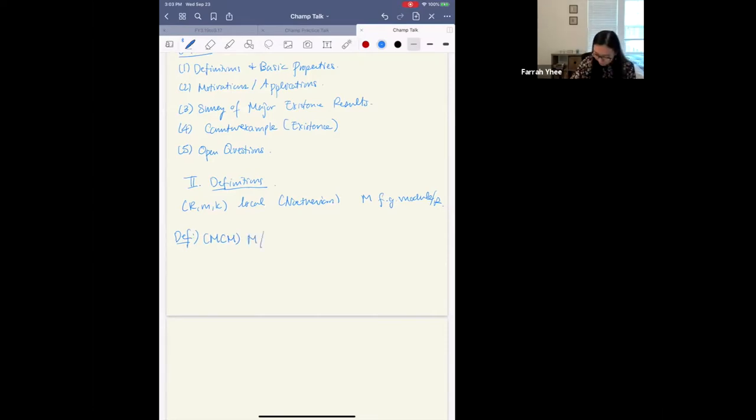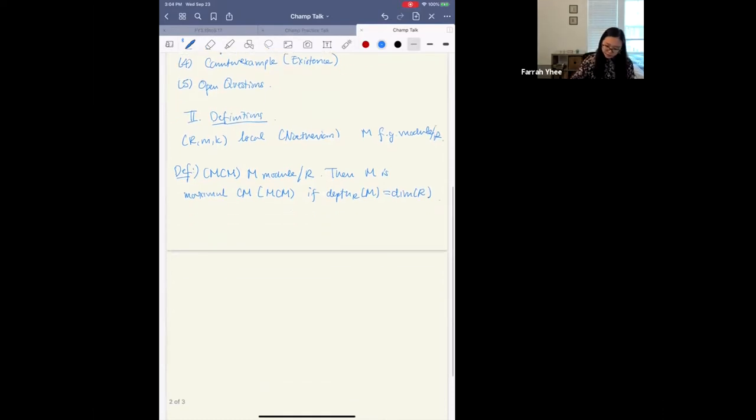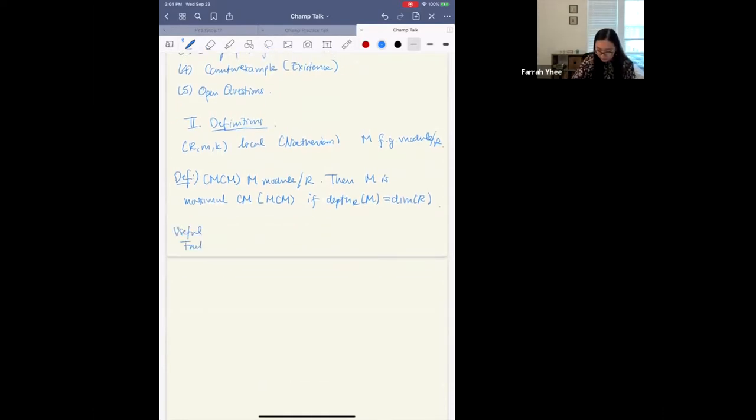So what does that mean? So M is a module over R. Then M is maximal Cohen-Macaulay, so again, I'm going to denote this MCM, if the depth of M is equal to the dimension of R. Okay, and a useful fact that I'm going to be using, which is pretty much equivalent, is that every system of parameters of R is a part of an M sequence.